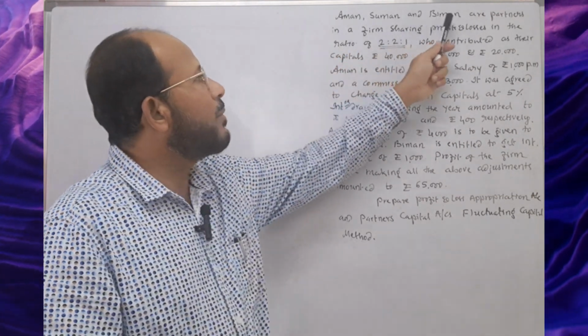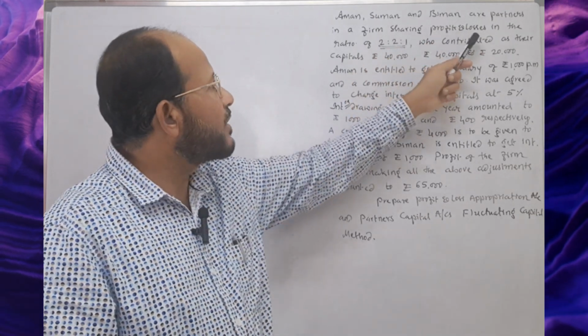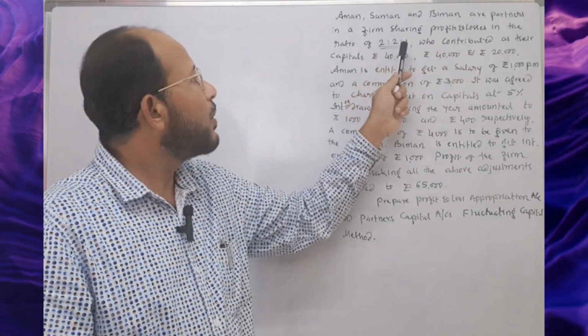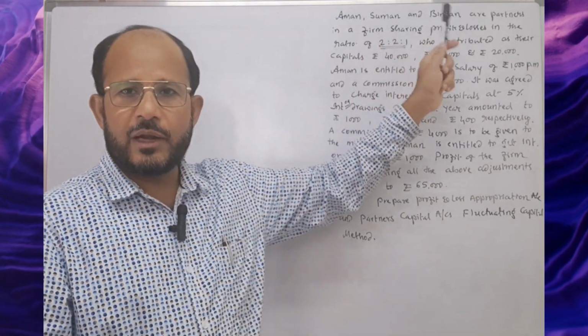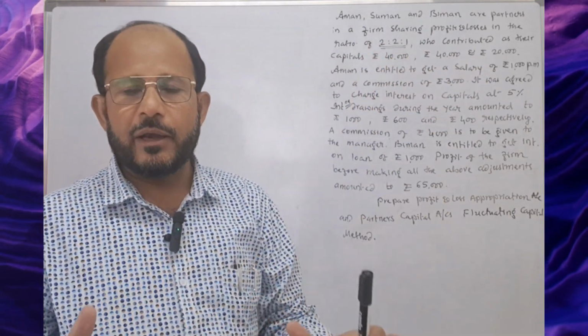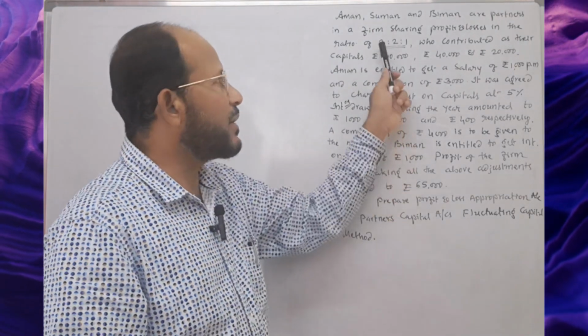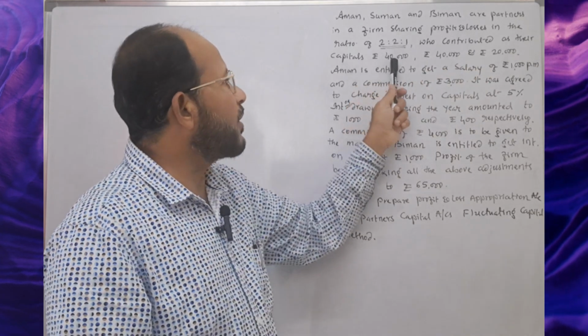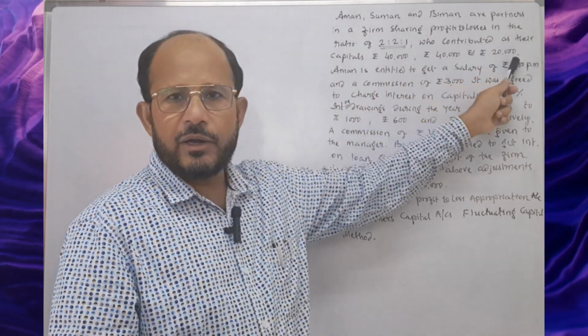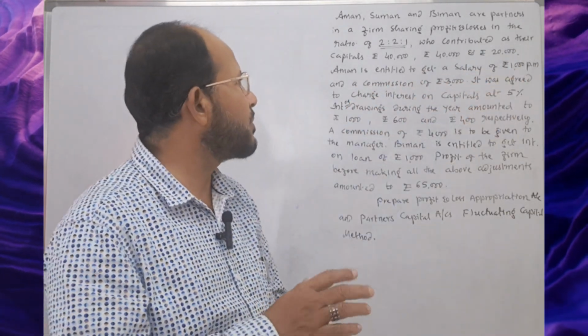Aman, Suman and Biman are partners in a firm sharing profits and losses in the ratio of 2 is to 2 is to 1. Very simple thing is there. Three partners, namely Aman, Suman and Biman, have formed a partnership and agreed to share the profits in the ratio of 2 is to 2 is to 1. They contributed as their capitals 40,000, 40,000 and 20,000. This is about their investment.